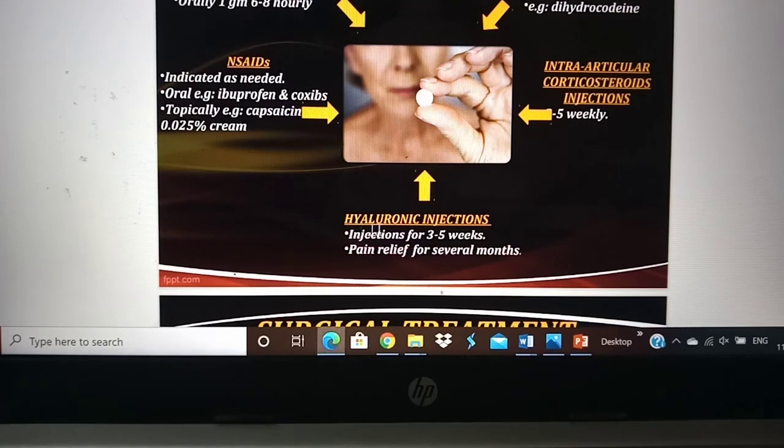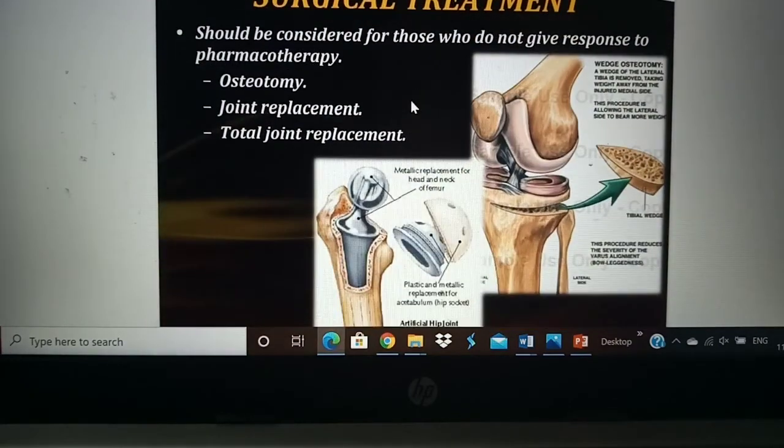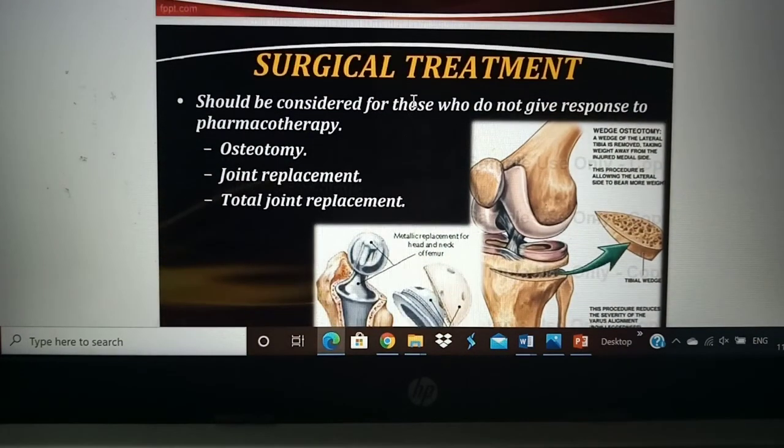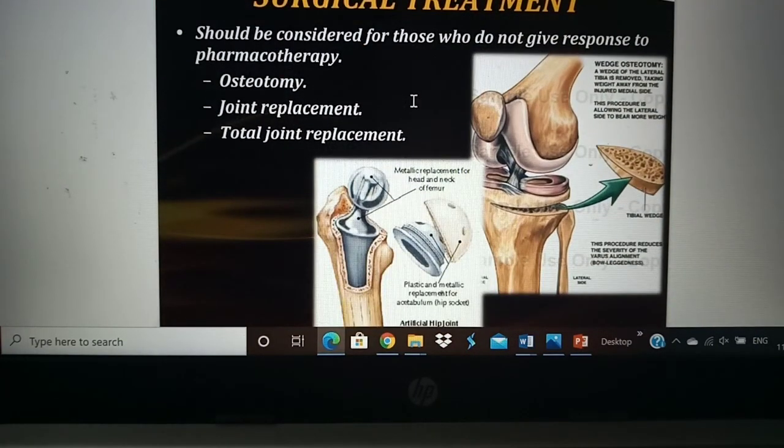And hyaluronic injections can be given for 3 to 5 weeks, and this can lead to pain relief for several months. So if a person is suffering from a lot of pain, this is the intervention that is given. But for mild pain, paracetamol and NSAIDs are given commonly. Surgical treatment again is done only when the person is having severe osteoarthritis, and it is not done for those who have mild pain.